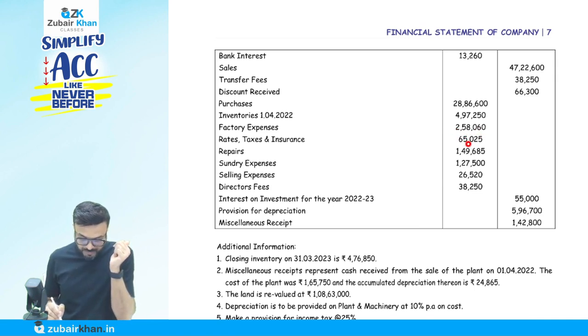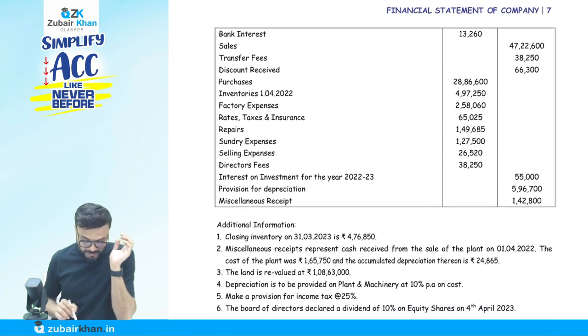Rates, taxes and insurance 65,025. Repairs 1 lakh 49,685. Sundry expenses 1 lakh 27,500. Selling expenses 26,520. Directors fees 38,250. Interest on investment for the year 22-23 is 55,000. Provision for depreciation 5,96,700. Miscellaneous received 1,42,800.